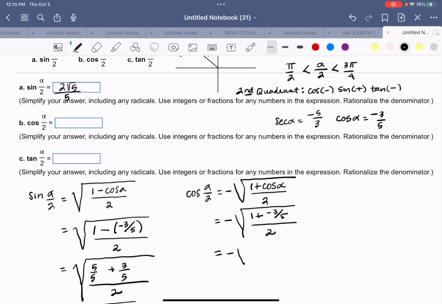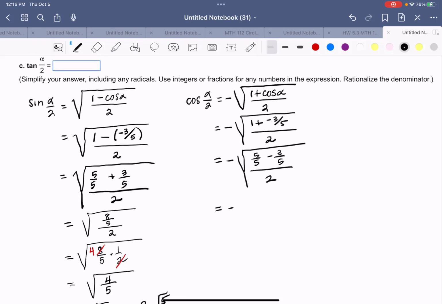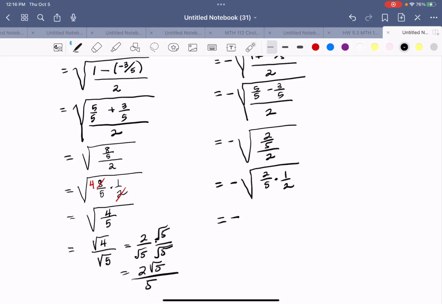So I'm going to get my common denominator: 5 over 5 minus 3 over 5. And all of that's divided by 2. So it's the negative square root of 2/5 over 2. When you divide, you have to flip. So that's 2/5 times 1/2. So that's negative square root of 1/5, because the 2's are factors that reduce to 1.